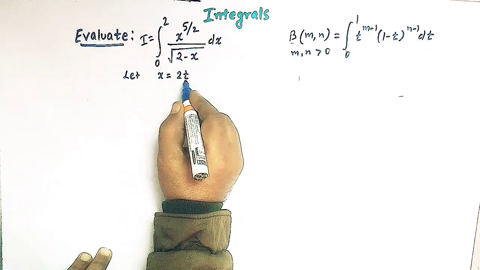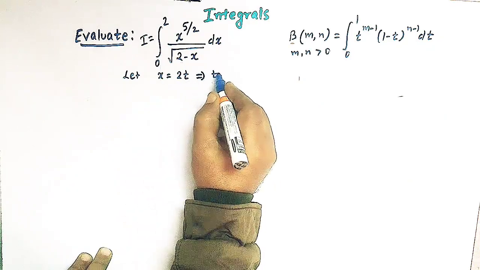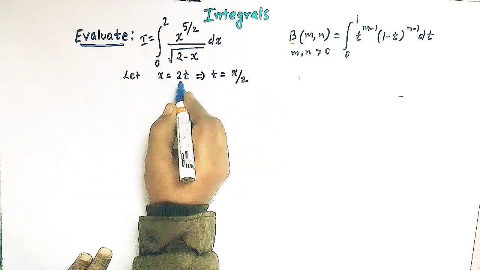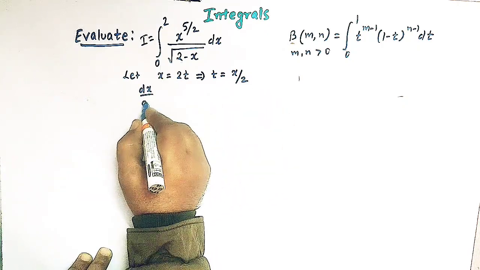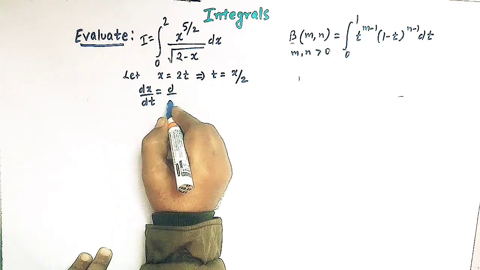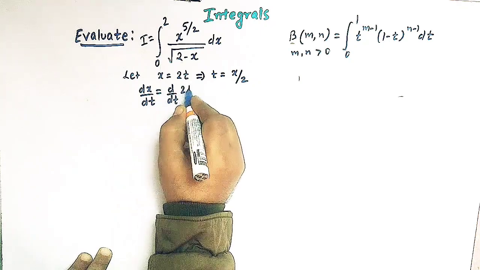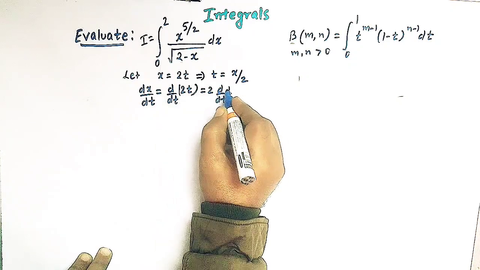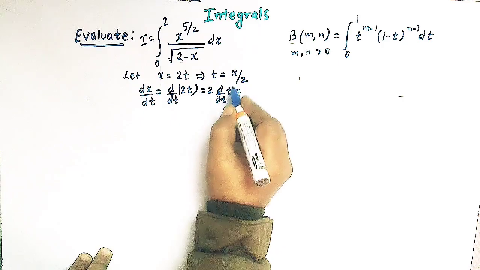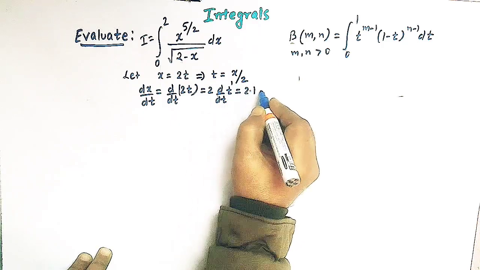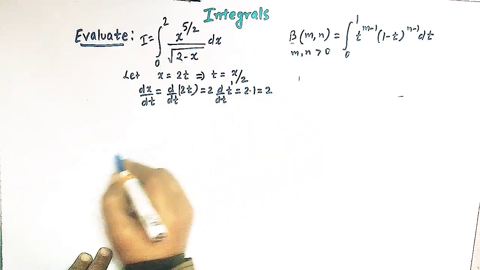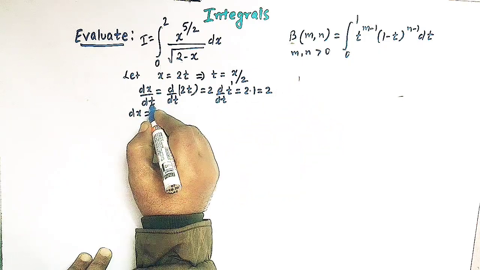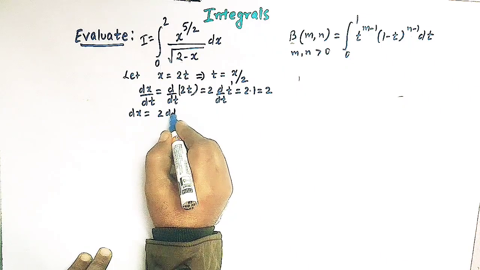So here x is equal to 2t, and t can be written as x over 2. Now let us differentiate x with respect to t. So we have dx over dt is equal to d by dt of 2t, and then we can write 2 times d by dt of t, and the derivative of t with respect to t is 1, so we have 2 times 1, that is equal to 2. So now we can write dx is equal to 2 dt.